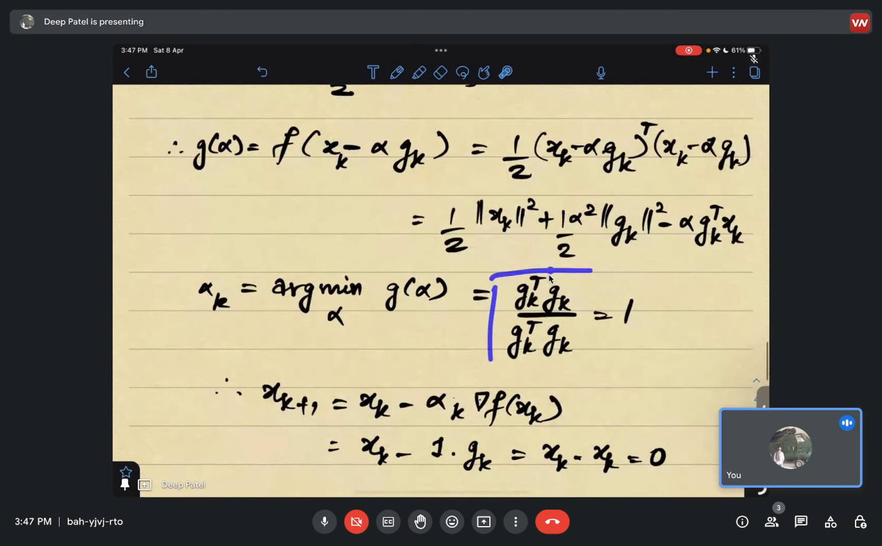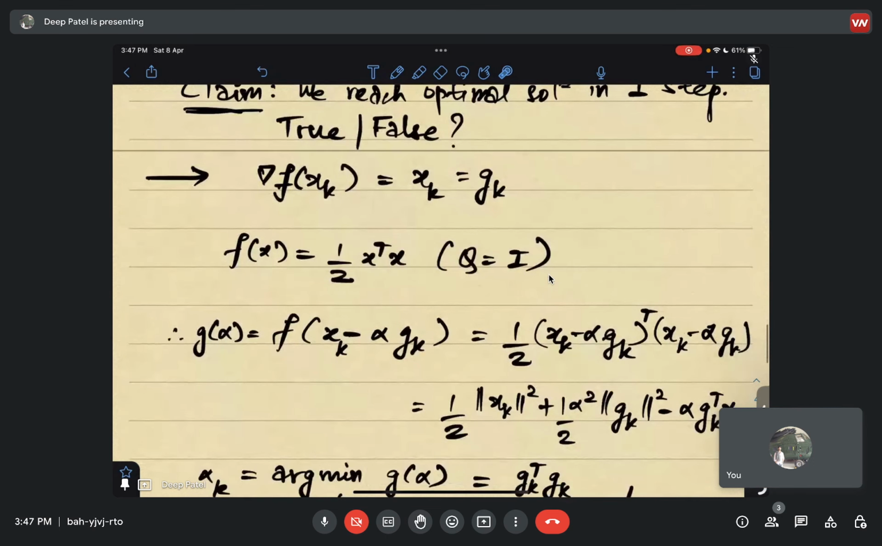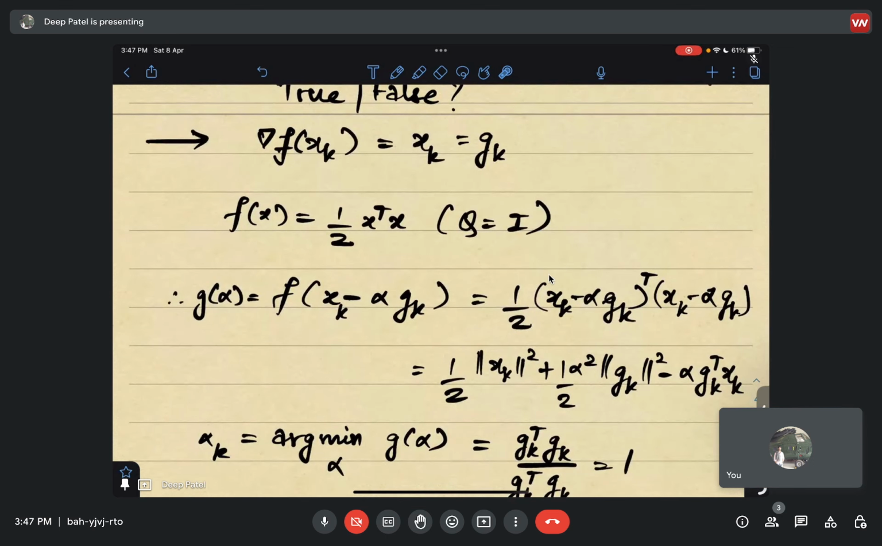Yeah, just check it out. I might have made a mistake here while deriving, but alpha should come out to be 1. Alpha should be 1, right? Yeah, I think alpha should be 1. Okay, I'll check that out.